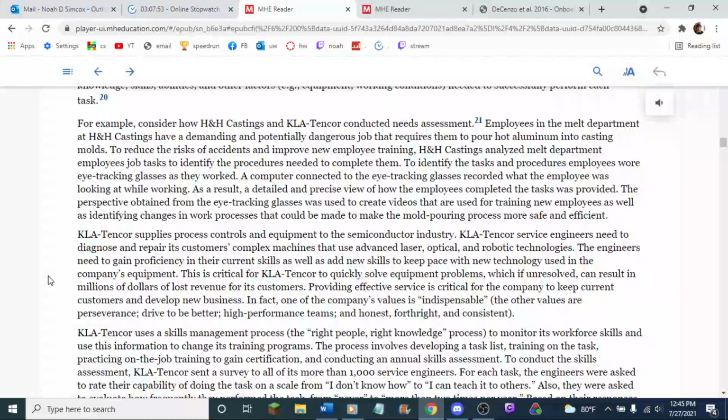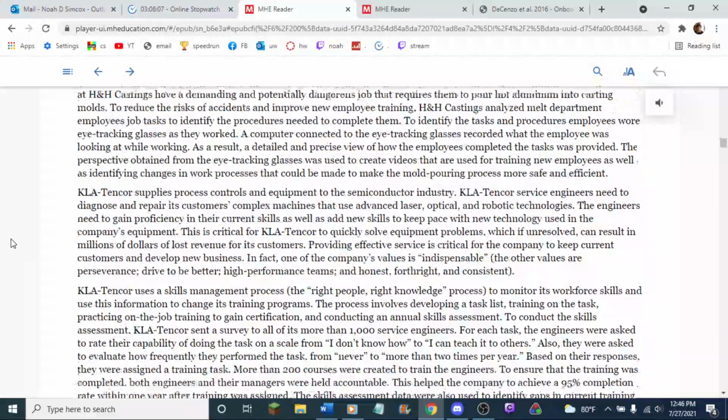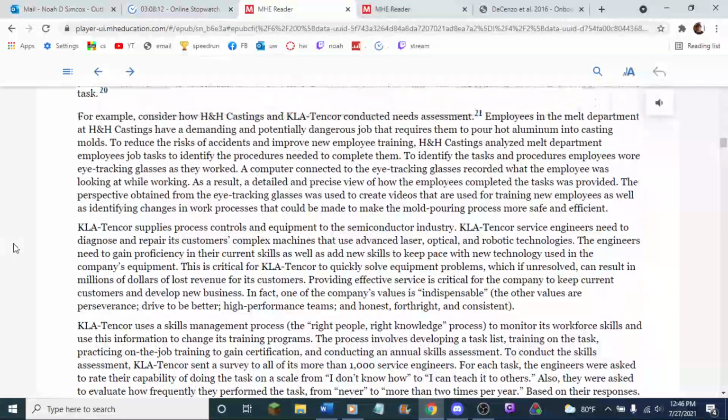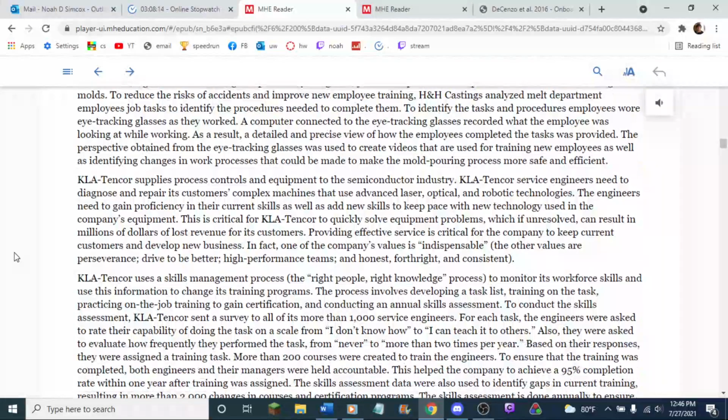The perspective obtained from the eye tracking glasses was used to create videos that are used for training new employees, as well as identifying changes in work processes that could be made to make the mold pouring process more safe and efficient. KLA Tencor supplies process controls and equipment to the semiconductor industry. KLA Tencor service engineers need to diagnose and repair its customers' complex machines.